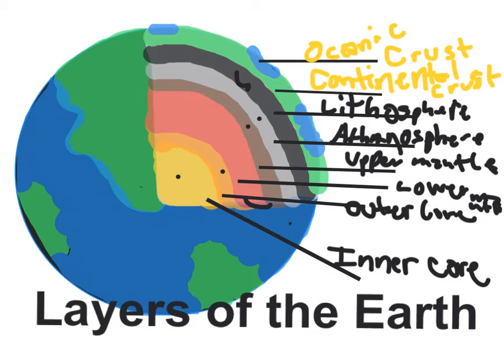Continental and oceanic crust is what the plates are made of. It is rigid and composed of granite and basaltic rocks. It is anywhere from 3 to 31 miles thick.